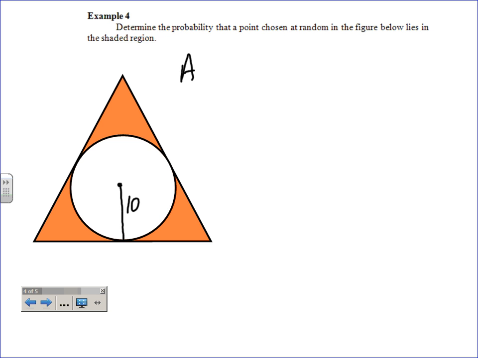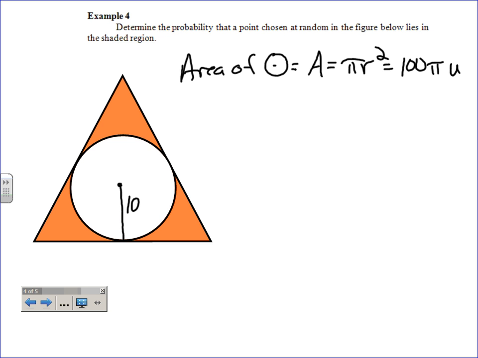So area of the circle. And we refreshed our memories here that it was pi r squared. So if that's the radius, the area of this is 100 pi square units. But again, the units are going to cancel off on this one. But if you are wanting to stay in that habit, you can definitely write that in there.